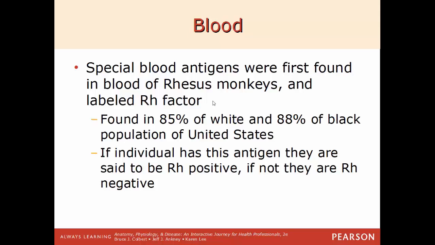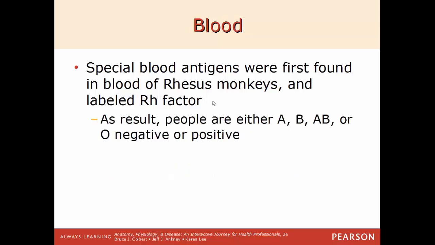That's where those positive and negative terms are referencing. And most people will have this factor. It's found in about 85% of whites and about 88% of African American population in the United States. So as a result, people are going to be A positive or negative, B positive or negative, AB positive or negative, or O positive or negative, all due to the Rh factor.